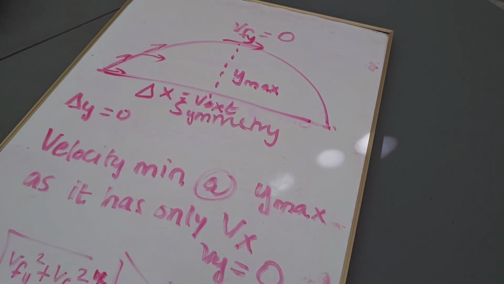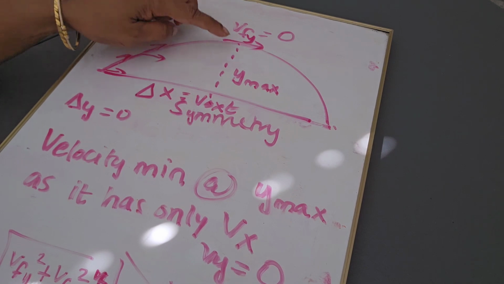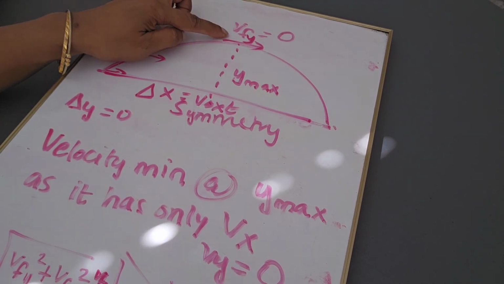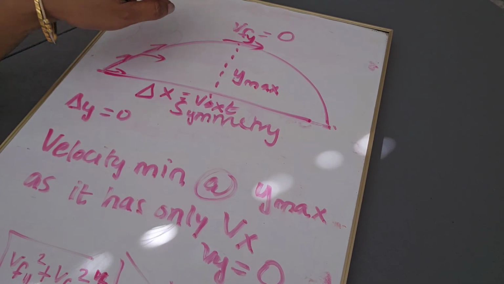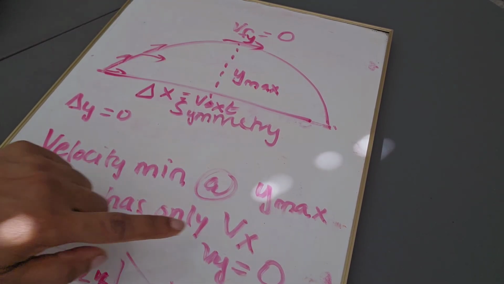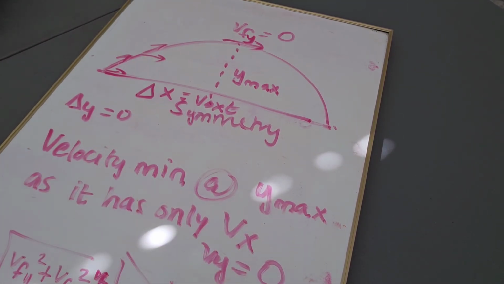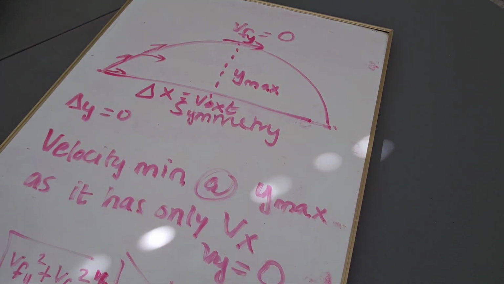So this is a ground to ground projectile where delta y is 0 because its start and end points were the same. And at the peak, where the velocity changes direction from positive to negative, we know that v final y, which means your velocity in the y direction, is 0 there. And then you only have the x component. For that reason, velocity is minimum at y max because we only have the x component and the y component is 0. So throughout the projectile, every point will have both x and y velocities except for the maximum, where we only have the x component and not the y component.